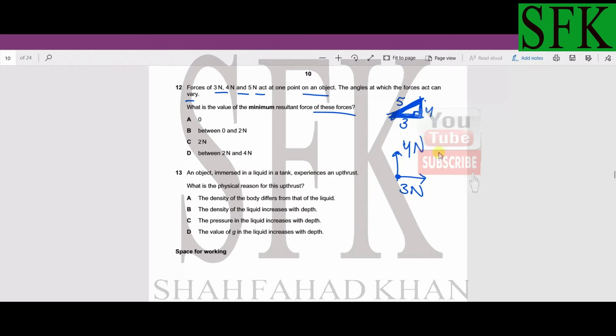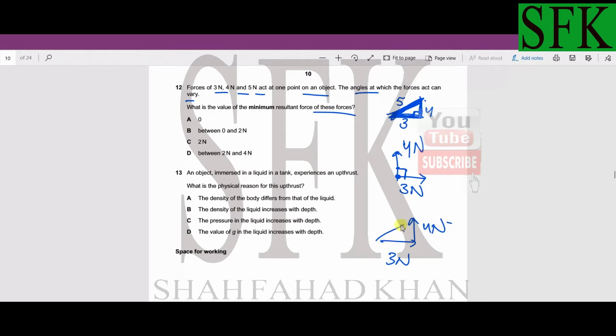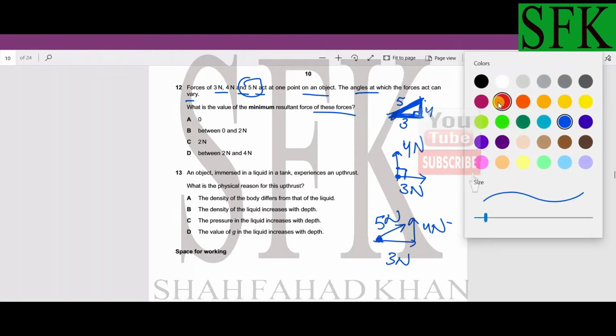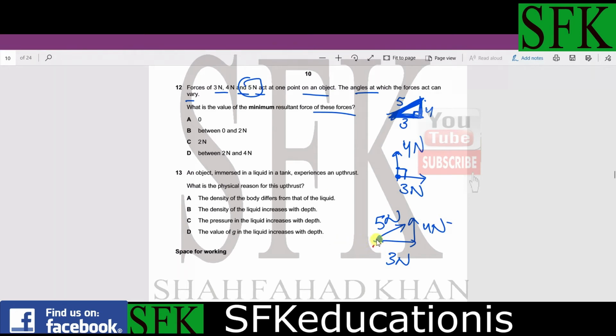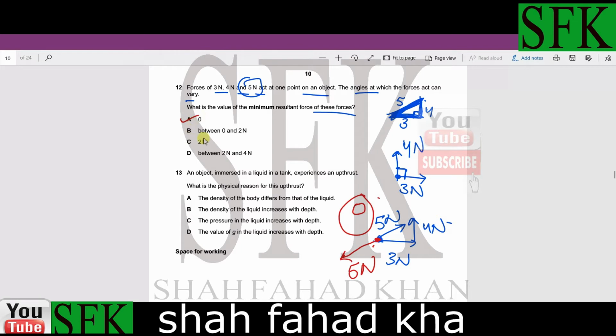First of all, let's try making out the resultant of the 3 and 4 Newton if they both are acting at 90 degrees to each other, because the examiner told us that the angles can vary, so we can consider any of the angles. If 3 and 4 Newtons have an angle of 90 degrees, the resultant is going to be 5 Newton. But we still have a 5 Newton force separately as well. If this 5 Newton force acts on this point in the opposite direction to the resultant, then the two 5 Newton forces will cancel each other out and the minimum resultant that we'll get is 0. So A is the correct answer.